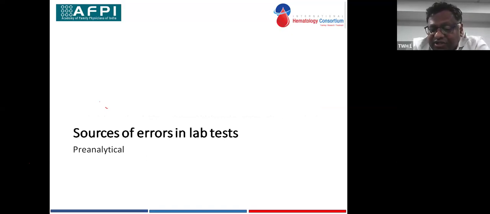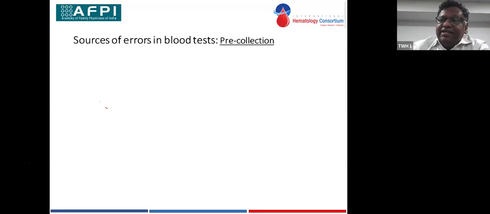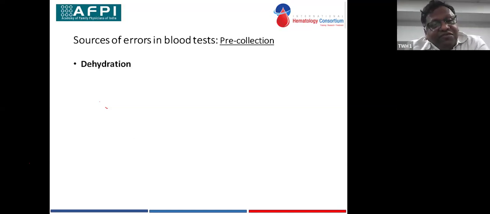And what I'm going to tell you is not restricted just to a CBC or any cell counter. These are general principles of laboratory testing. The errors in a lab are divided into pre-analytical, that means before the blood sample is put into the machine, then analytical, and finally post-analytical. In pre-analytical, what could actually go wrong even before we collect the blood sample, right? What are the things that we need to be aware of?